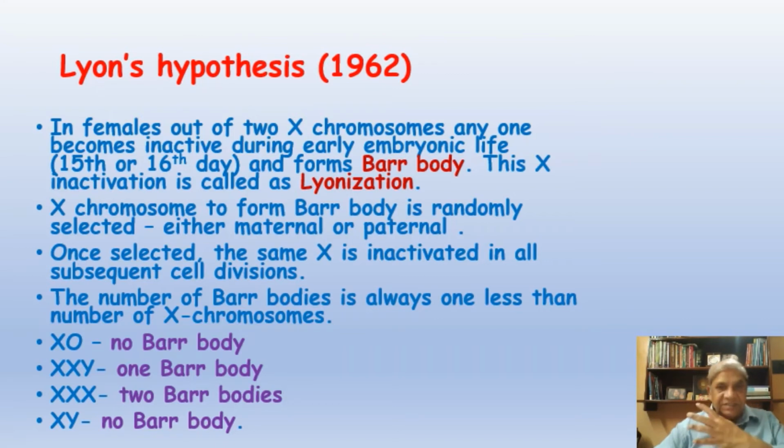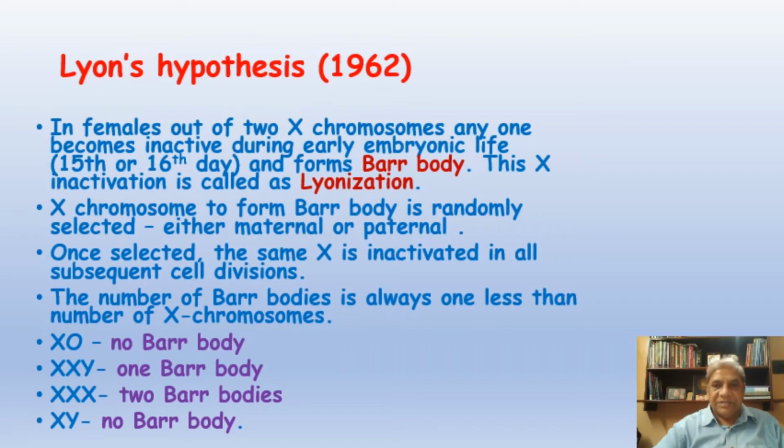After the 15th and 16th day, if you see any embryonic cell before the 15th day, no bar body will be seen even if it is female. But when you observe any embryonic cell after the 16th day of embryonic life, definitely the bar body will be seen.